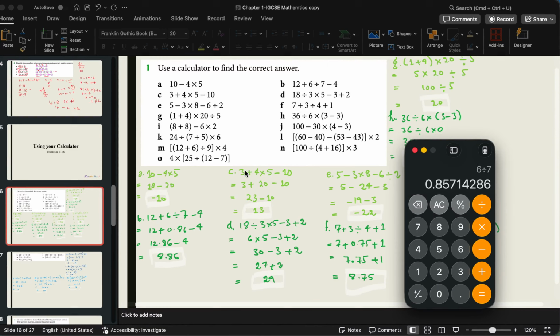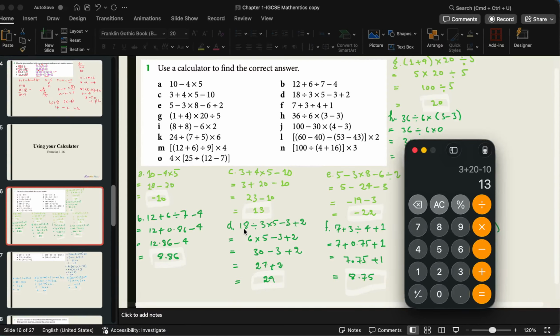Then the third expression, we have 3 plus 4 multiplied by 5 minus 10. Again, in here we have multiplication, so multiplication is a priority. We will be solving that first. Again, 4 multiplied by 5 equals 20. So the expression becomes 3 plus 20 minus 10. And we get the answer as 13.